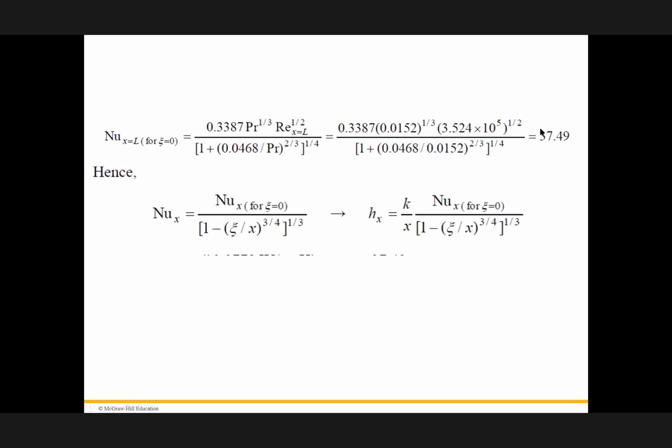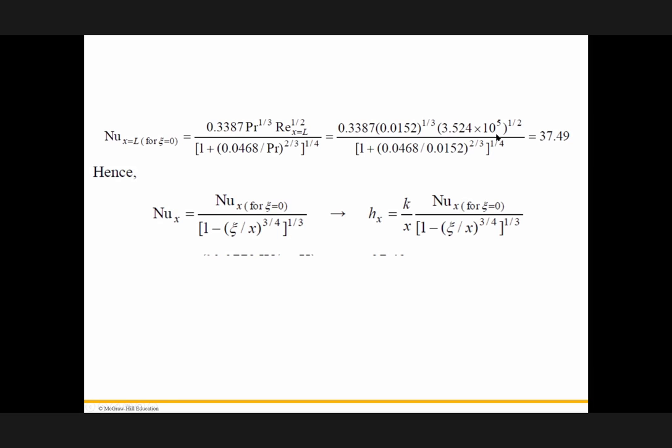Now, this is heating started from x equals 0. We go back and we assume now the heating is started after 5 centimeters. This is your 5 centimeters right here. And here is the point at which you would like to calculate your heat transfer coefficient. The problem mentioned to calculate at the end of the plate. It means at x equals 10. Therefore, we are going to place a number there.